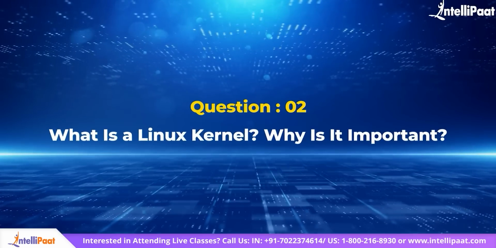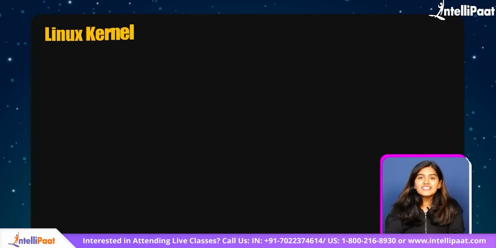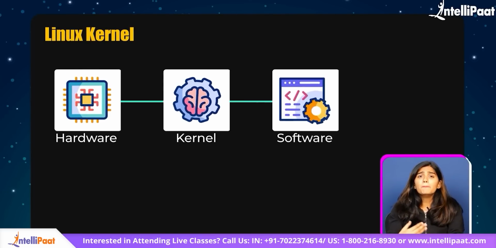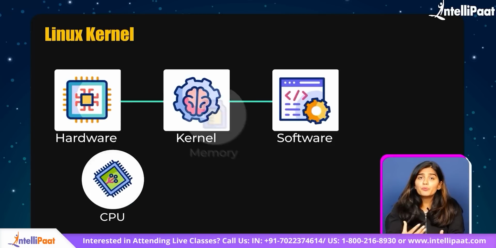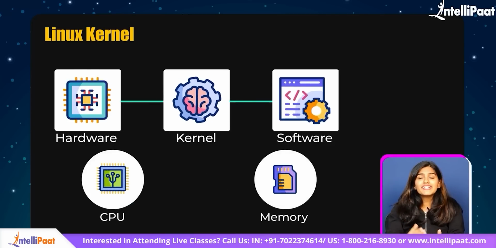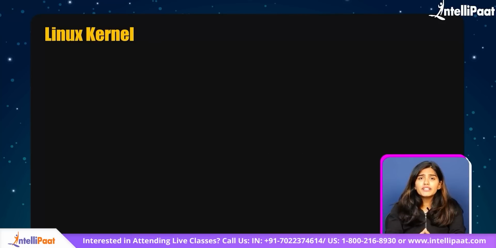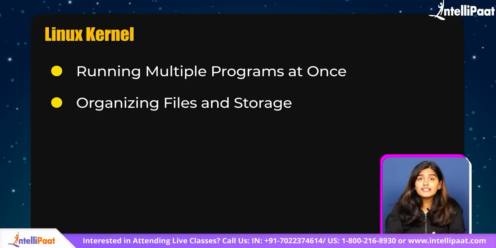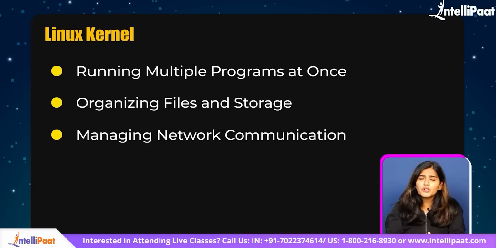Moving ahead with our next question, which is what is the Linux kernel and why is it important? The Linux kernel is like the brain of the Linux operating system. It's the core part that connects your hardware and software, managing key resources like CPU, memory and devices to keep everything running smoothly. It handles important tasks like running multiple programs at once, which is process management, organizing files and storage, which is file system management, and managing network communication.